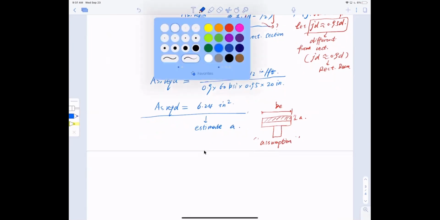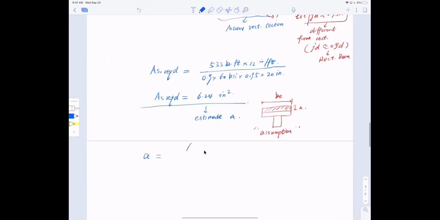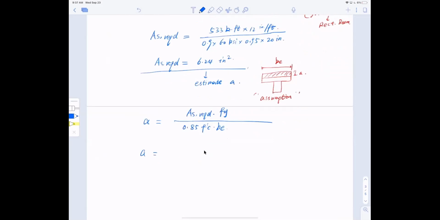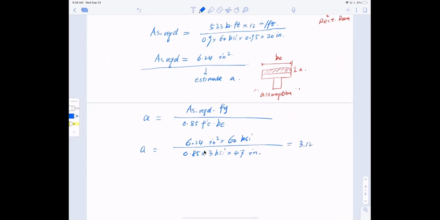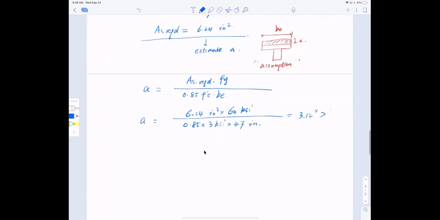So with this, I'm saying a will equal As required Fy, divided by 0.85 f'c, be. So run the numbers, As required 6.24 inch squared, Fy 60 ksi, divided by 0.85 f'c, 3 ksi, and 47 inches. Then I got this number to be 3.12 inches, which comparing to the hf is bigger.